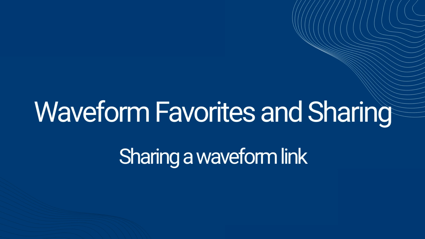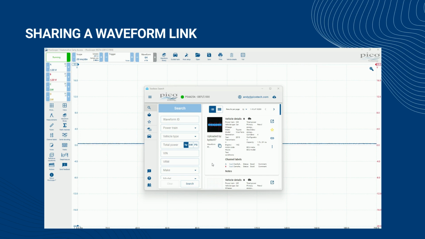Section 5, Sharing a Waveform Link. Every waveform within the Waveform Library has a shareable link, accessible from the link icon on the right-hand side of the waveform details. To copy a waveform link, click the link icon. This will load it into your operating system's clipboard so you can paste it into and share it within any email, forum post, or document, etc.